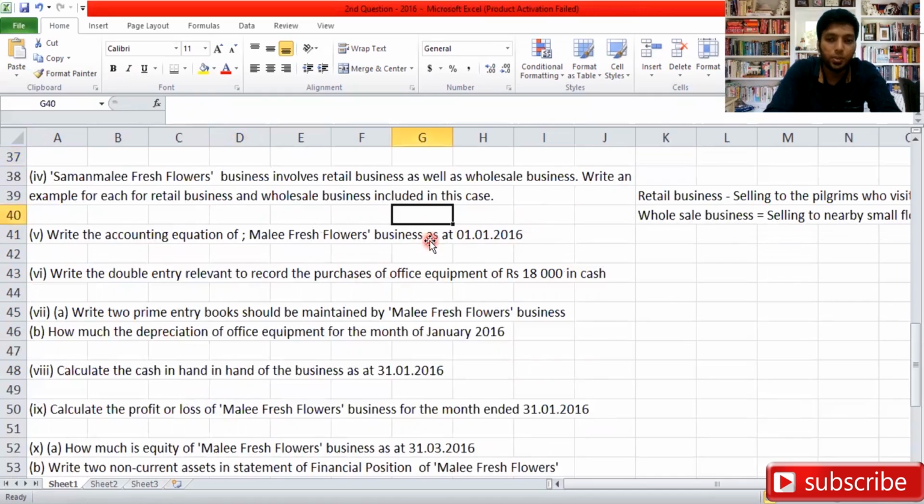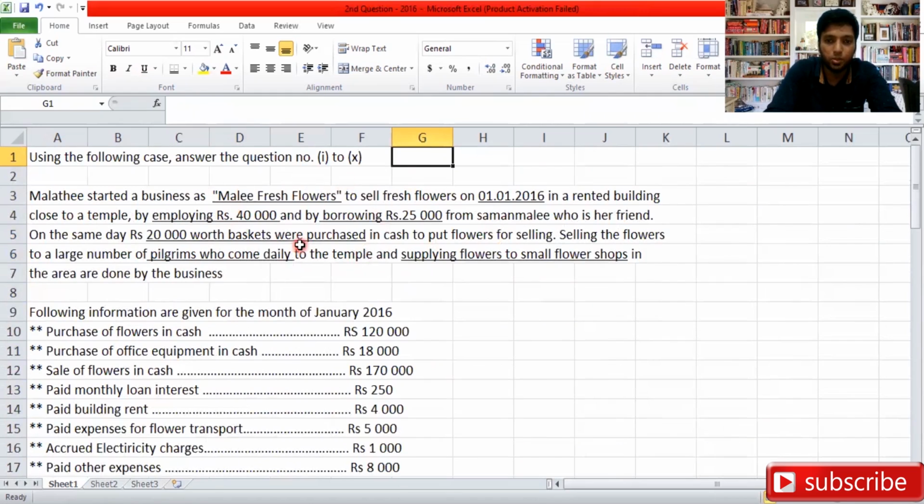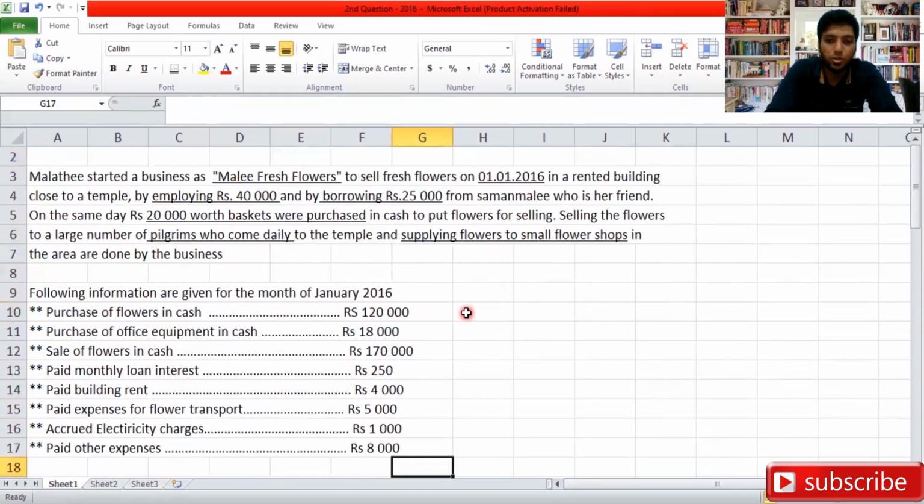So you need to be specific to the question, because the details which are given are only for the area after first 2016. Now this is for the month of January, so you can't take this because it is after first 2016. So let's move on to question number 6.